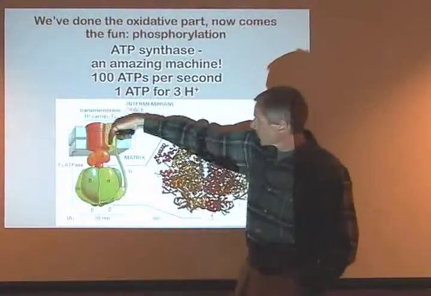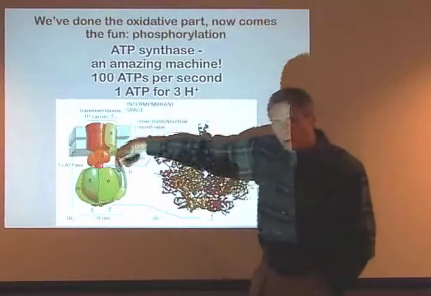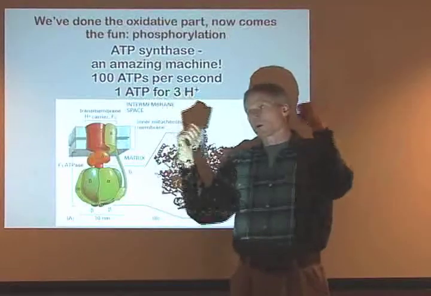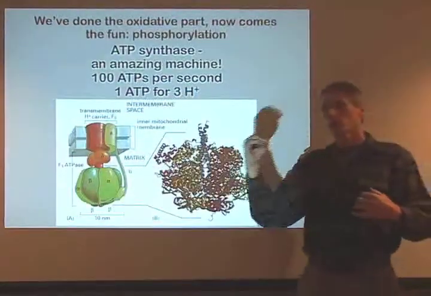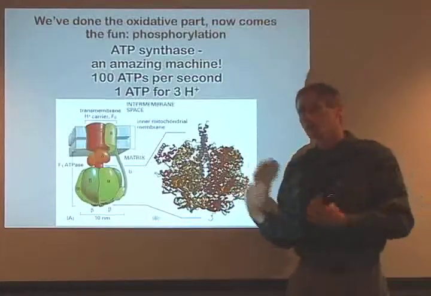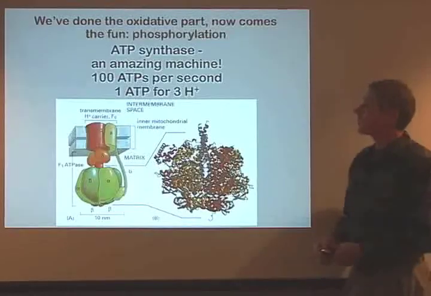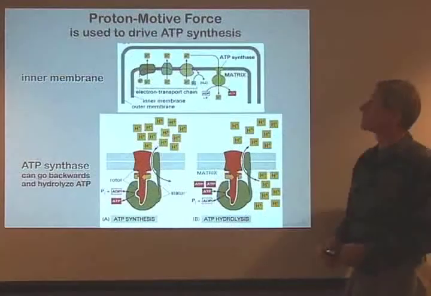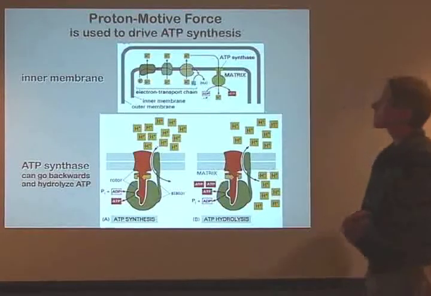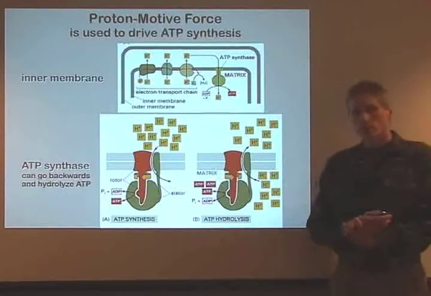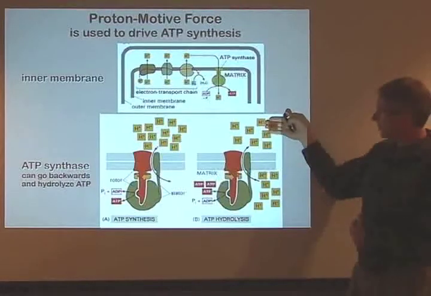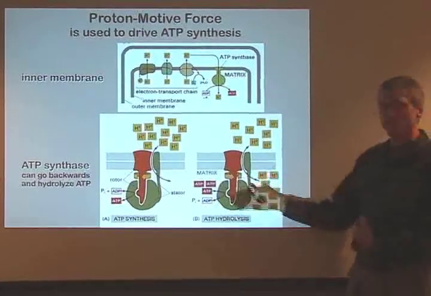Protons come through here, they go through this little chain. The flow of protons turns the head. These subunits go in and out, and the mechanical energy is converted into chemical energy as a phosphate is added to ADP to form ATP. It's an amazing machine. So it uses proton motive force. That is an electrochemical gradient. Basically, more protons on the outside versus the inside of the matrix.